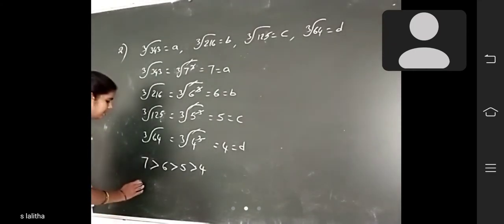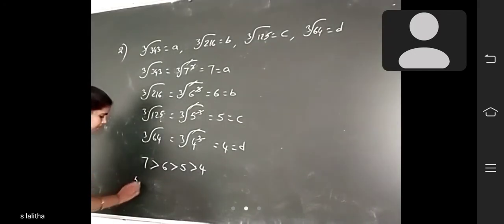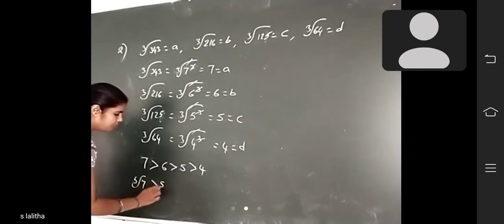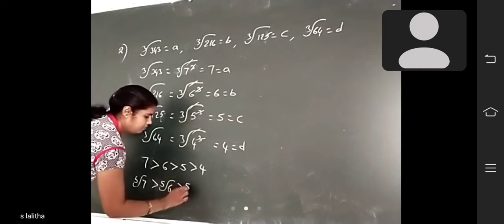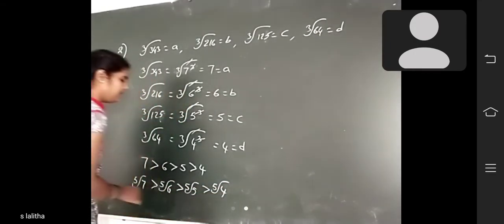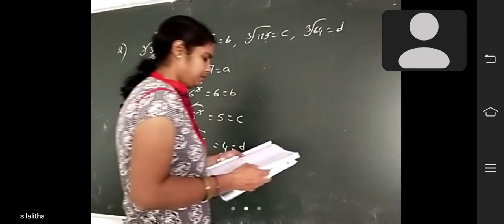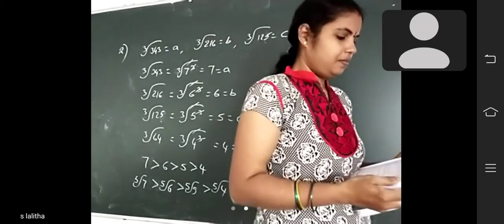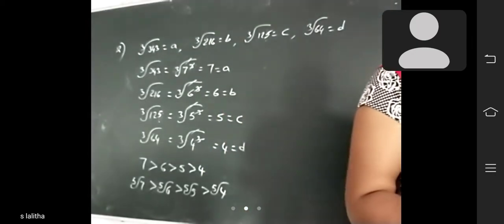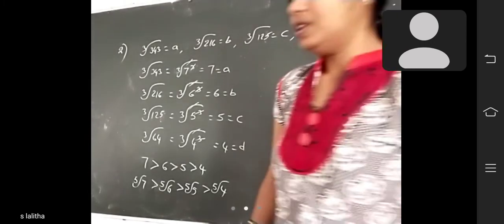So how can you write? Fifth root of 7 is greater than fifth root of 6 is greater than fifth root of 5 is greater than fifth root of 4. These are in descending order. Okay, ma'am? Did you understand?